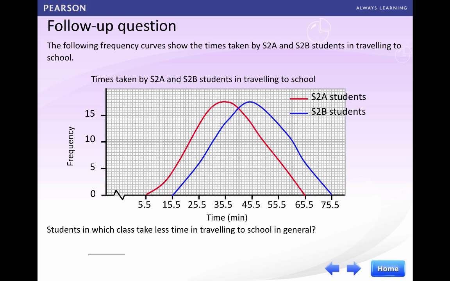So look at this frequency curve. Students in which class take less time traveling to school in general? In general, you can see that the S2A graph is on the left-hand side of this frequency curve. So we get this: S2A is the answer.